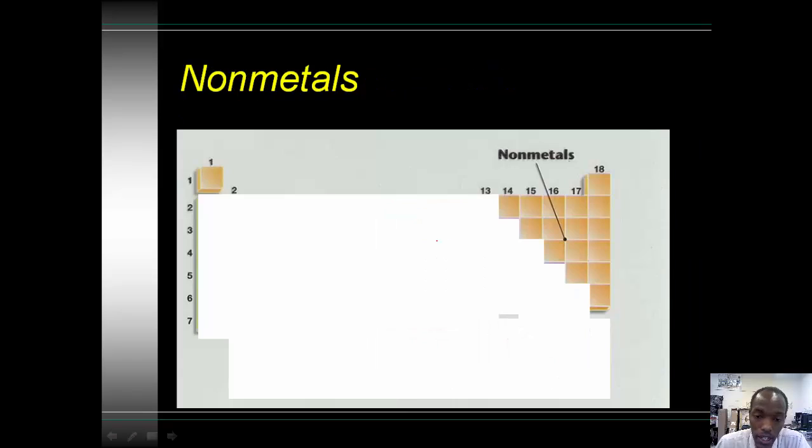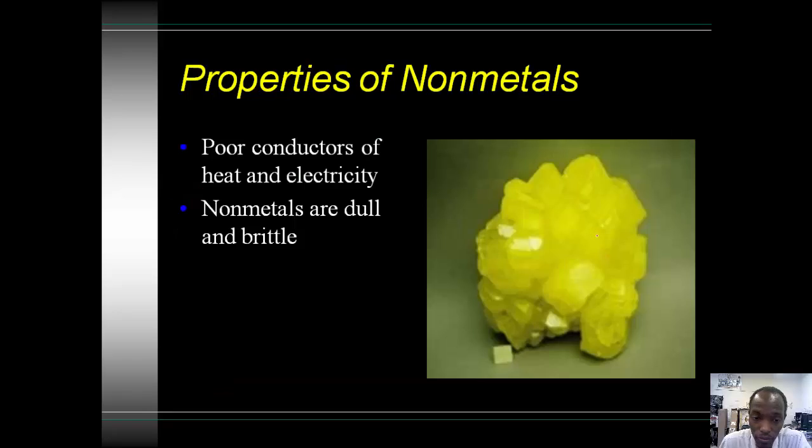Now, our nonmetals are located in this section of the periodic table. And our exception over here is hydrogen. It is located next to the rest of the metals. So hydrogen is the lone nonmetal on this side, but then most of our nonmetals are located over here.